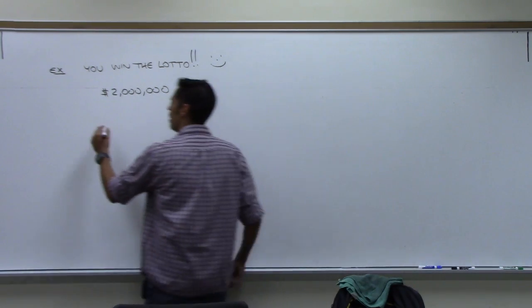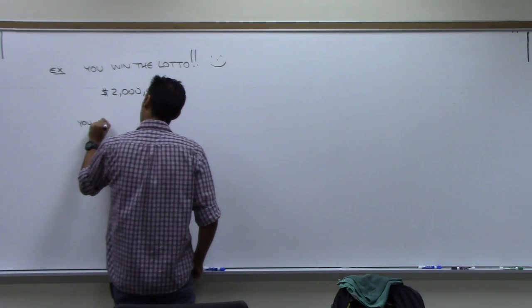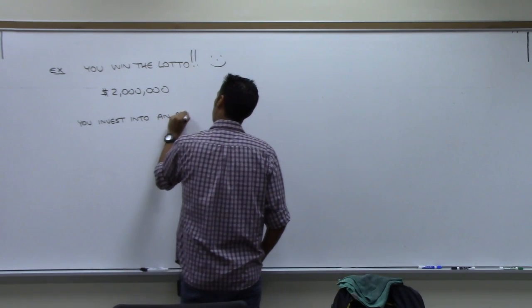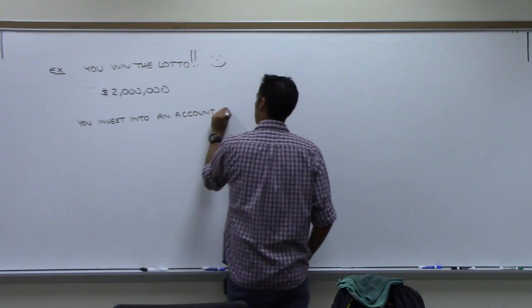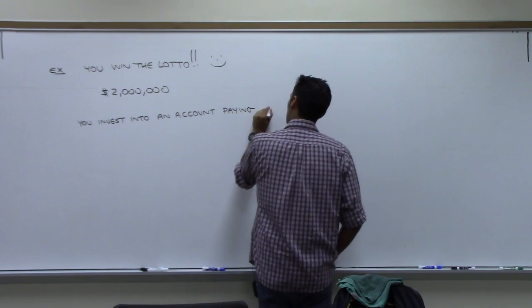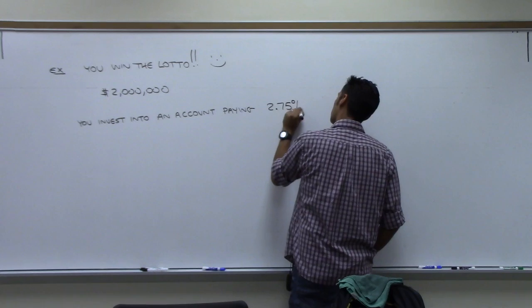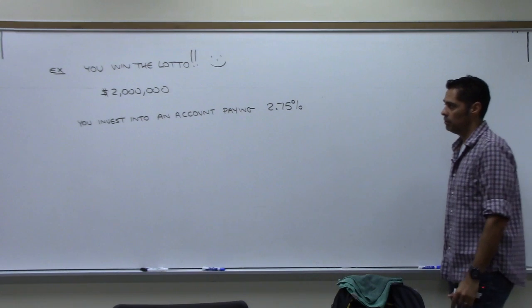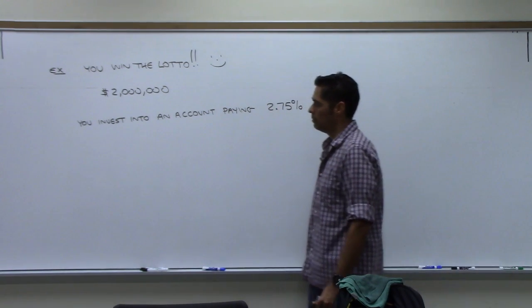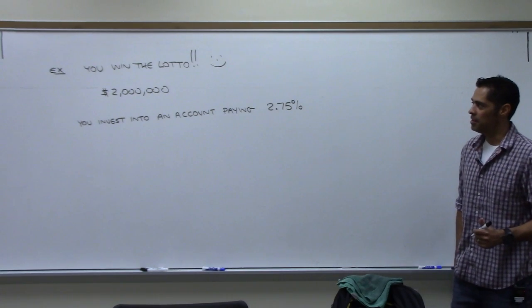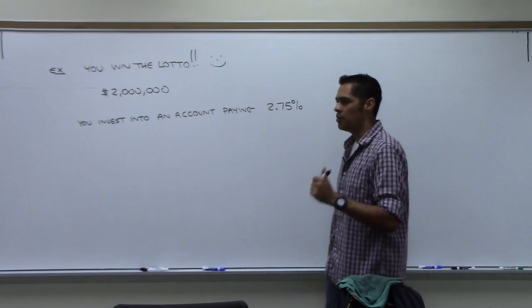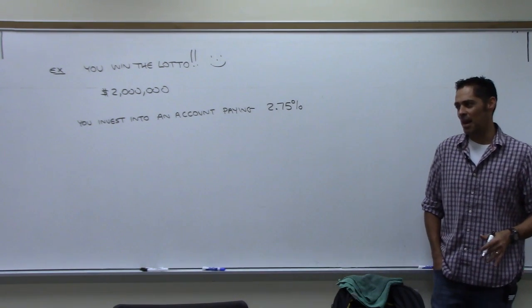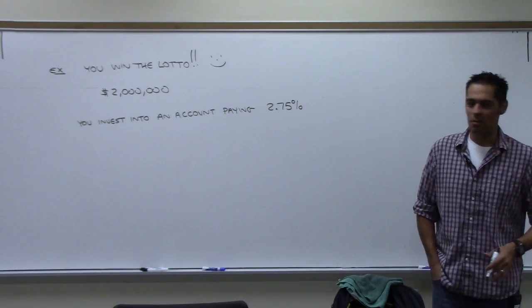Best case scenario. You invest into an account paying, we'll go 2.75%, which is high. That's another thing. Back in the day when I was in college, if you put money into a bank, you could get 3% back on that easy. In a checking account. You just throw it in a checking account and it would give you 3% back. Nowadays, no way. No way.